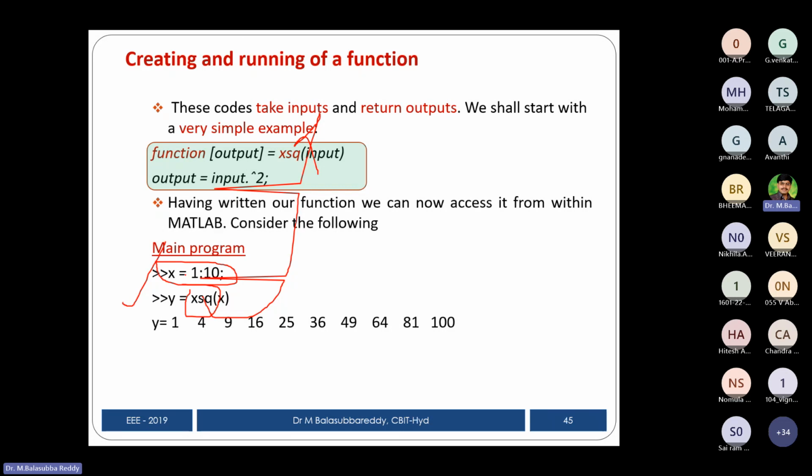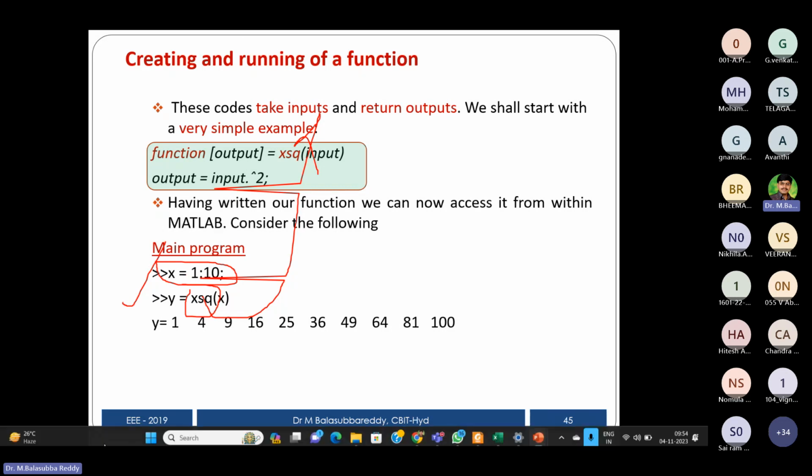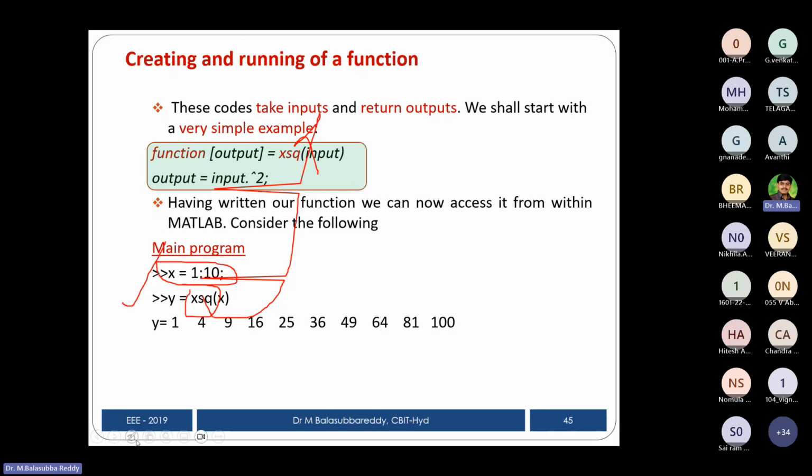Here is the output. So like that, we can pass. Now, what is this function doing? Whatever the function's output is, the input you have to pass. The input is 1, 2, 3, and so on up to 10. This is the input, and then what is happening? Input square is your output.